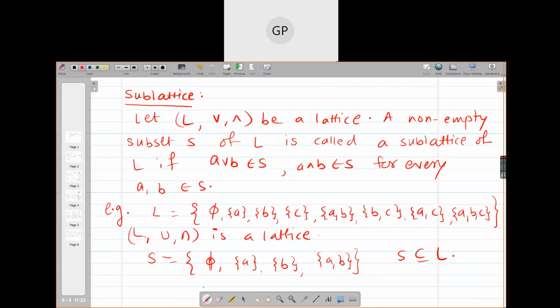S is a subset of L, and here we already saw that S is a lattice. Already we have seen A join B and A meet B exist for every pair, because for every pair union and intersection exists. So L is a lattice, as seen in the previous example. S is a lattice. Lattice means what? A join B and A meet B should exist for the elements of S, and should exist within S only.